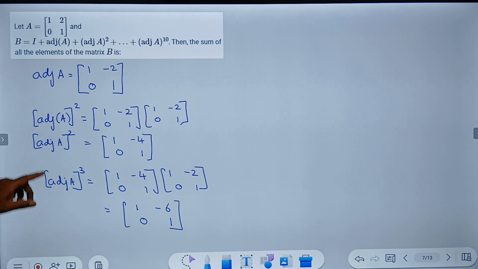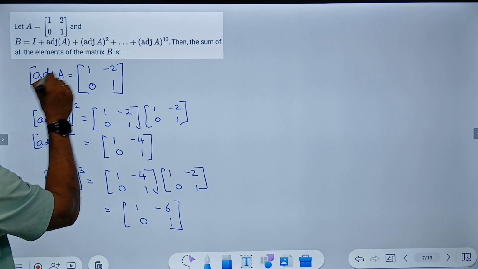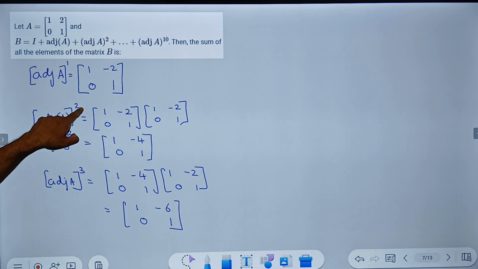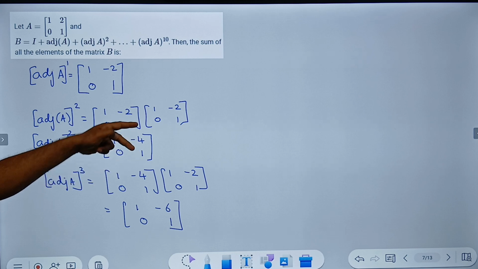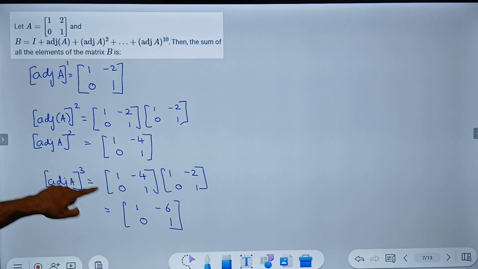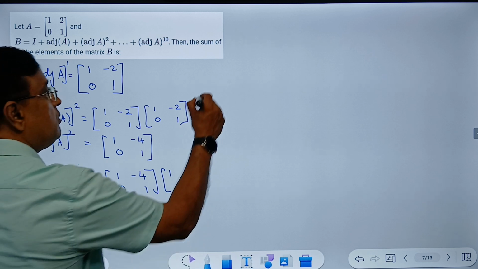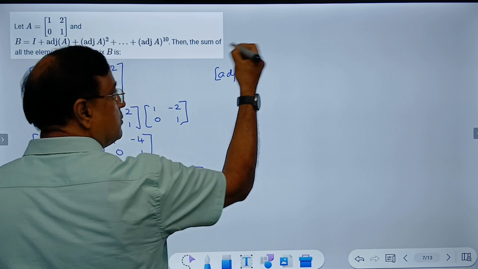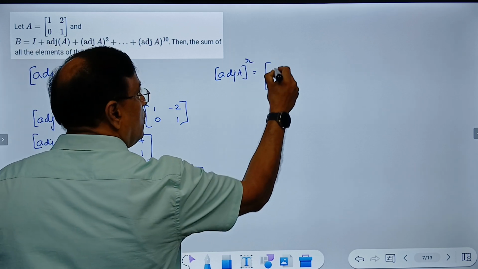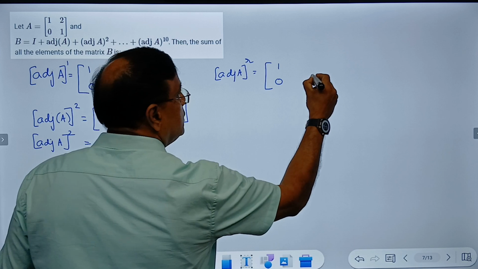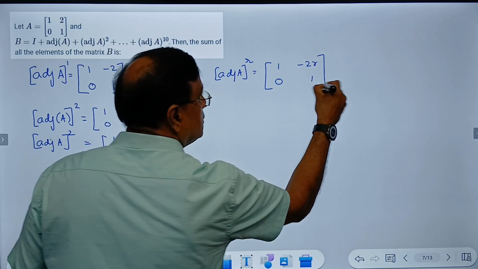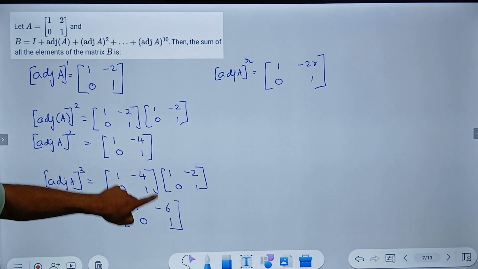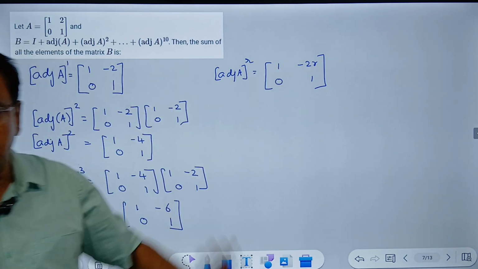So there's a pattern, you see. When it is adjoint of A power 1, it is minus 2. Adjoint of A whole square, it is minus 4. That is 2 into 2. When it is adjoint of A whole cube, it is minus 2 into 3. So what will be adjoint of A whole power r, some r times? It will be 1, minus 2r, 0, 1, correct? It will be a multiple of 2. You see, this is minus 2, minus 2 into 2, minus 2 into 3, so it will be minus 2 into r, correct?